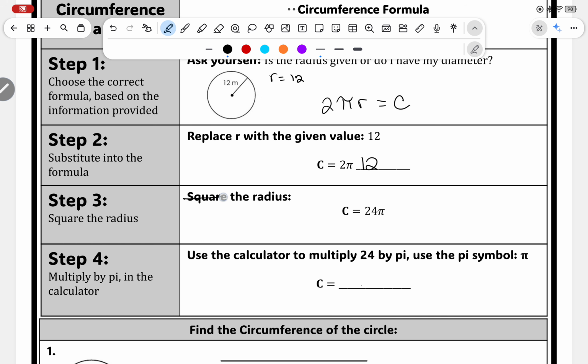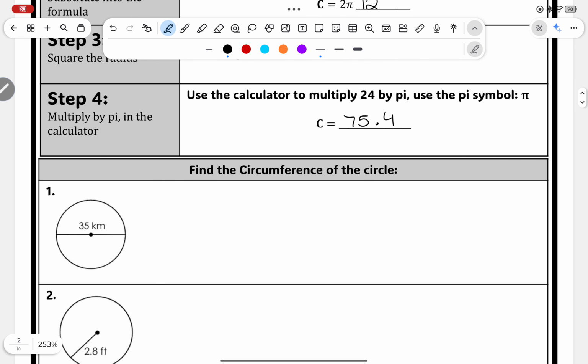I know it says square. We're not squaring our radius. We are multiplying it times 2. The radius times 2. We're going to double it. Afterwards, you're going to use a calculator to multiply 24 by pi, just like we did for area. You're going to use the pi symbol. So you go 24 times pi, and I get a circumference of 75.4 when rounded.